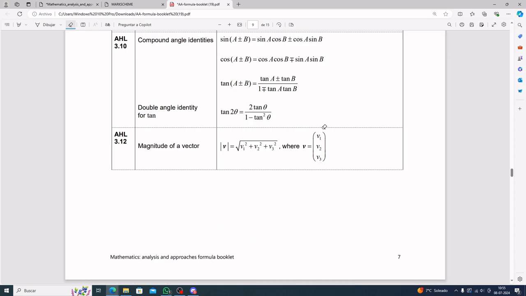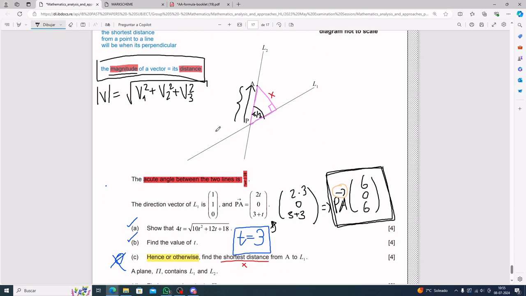Well, it follows this order here. From top to bottom, that's the first, that's the second, and that's the third. Following that logic, the magnitude of PA, which is basically just going to be this distance, is going to be the square root of the first one, which is 6, so 6 squared, plus the second one squared, which is 0, plus the third one, which is 6 squared.